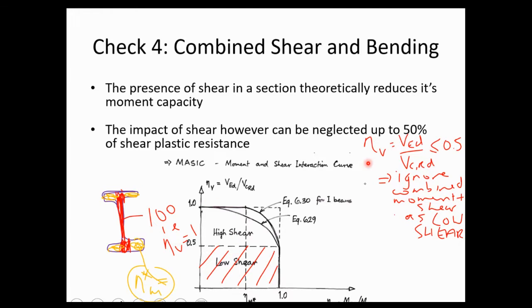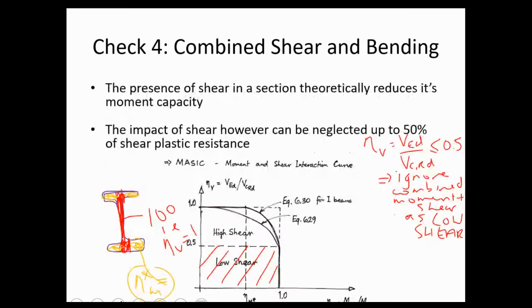Okay. But typically we'll end up with demand divided by capacity in terms of shear less than 0.5, low shear, and then we can just have the full utilization, everything available to us for bending. Basically all the material out in the flange available for bending.